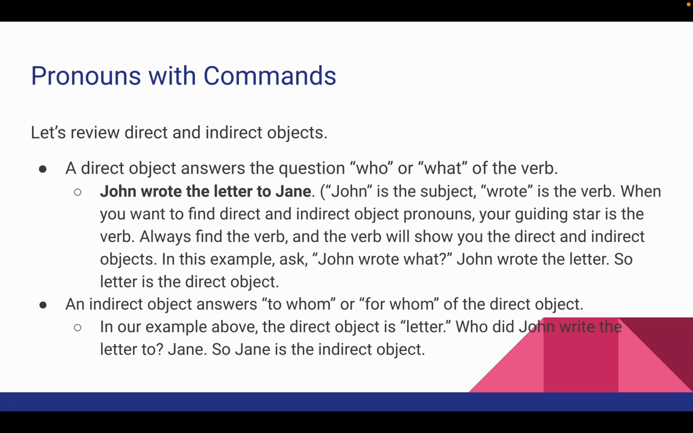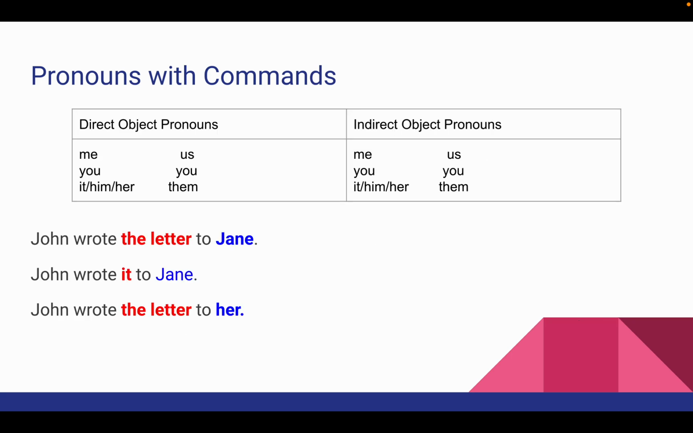An indirect object answers to whom or for whom. So you have to ask of the direct object, to whom or for whom. So in our example above, the direct object is letter. Who did John write the letter to? Jane. So Jane is the indirect object.